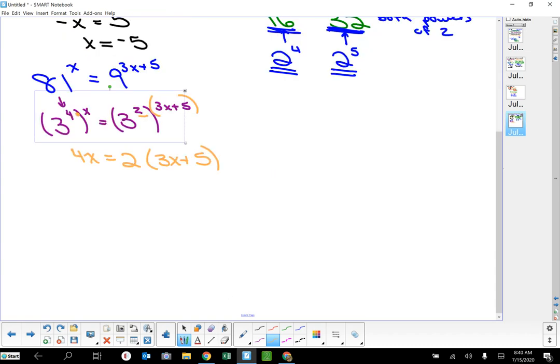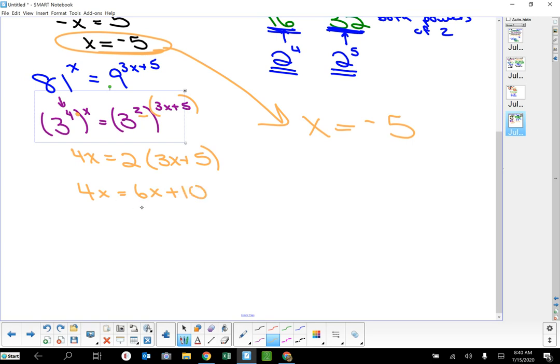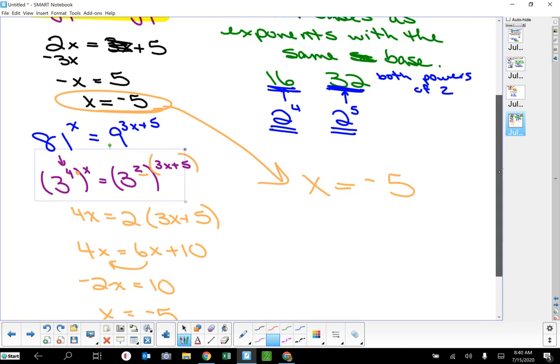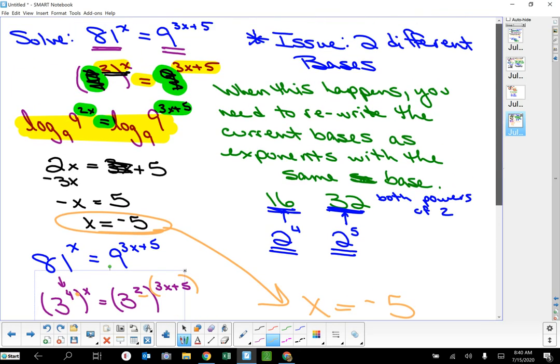And then watch what happens if we solve this. Now remember, x was negative 5 when we used base 9. So 4x equals 6x plus 10. Move that over, so I get negative 2x equals 10, and x equals negative 5. So it doesn't matter which way you do these. You can use any base as long as it's valid. I didn't even think about using the 9 until I was doing it here and didn't do it the way I did it in my notes.